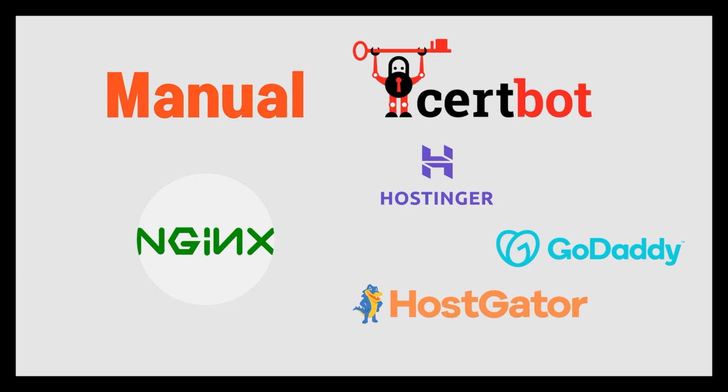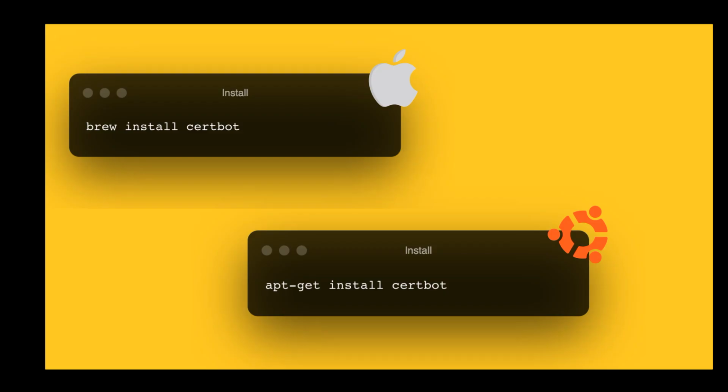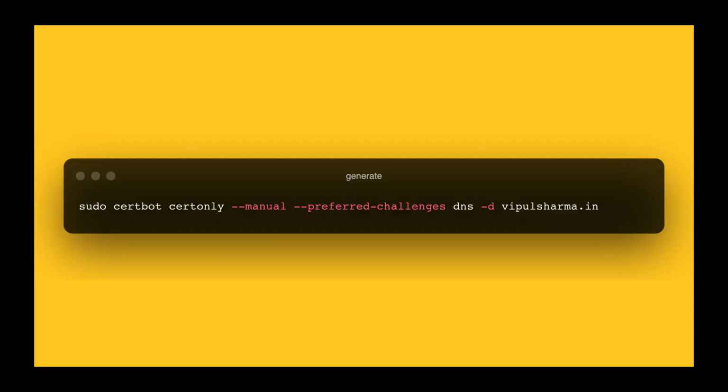To start with, let us first install Certbot. Use the command as per your operating system. Once installed, we run this command to generate the certificate. But before jumping to that, let's understand the command. To begin with, we have sudo. Use sudo if you have used it during installation. Second is the Certbot CLI itself.